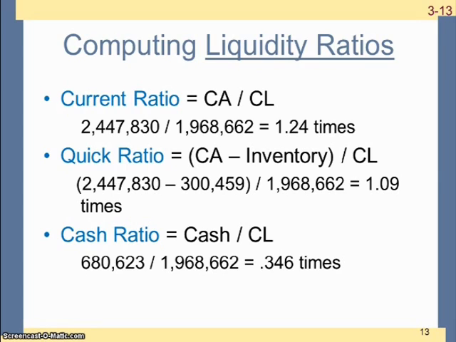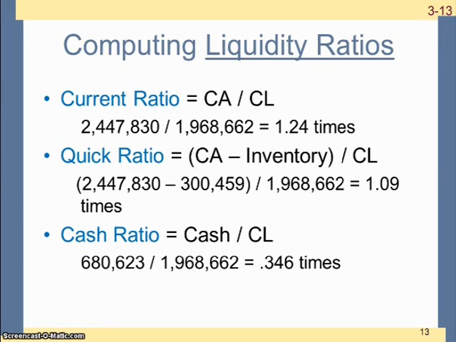Quick ratio of 1.09 times shows that the company is able to meet its short-term obligations with its most liquid assets. If the company owes current liabilities of 1 ringgit, it has 1 ringgit and 24 cents of most liquid assets to pay it off.